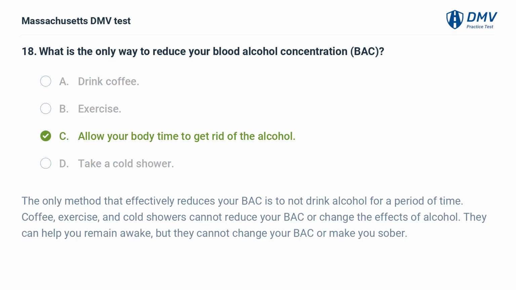C. Allow your body time to get rid of the alcohol. The only method that effectively reduces your BAC is to not drink alcohol for a period of time. Coffee, exercise, and cold showers cannot reduce your BAC or change the effects of alcohol. They can help you remain awake, but they cannot change your BAC or make you sober.